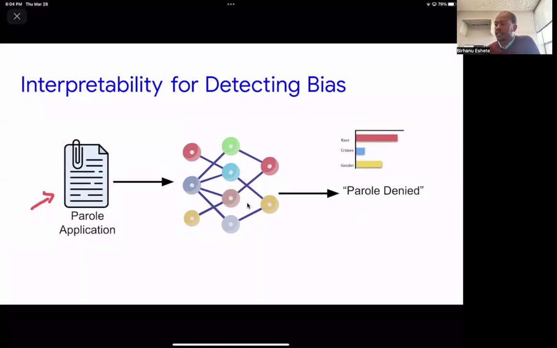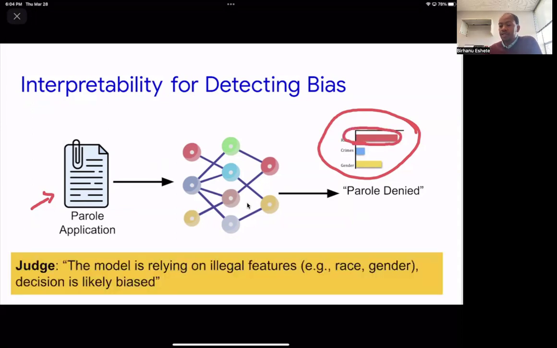Now, this is the explanation, okay? When we try to look at what went into the decision of this model, we see this explanation. And as you can see, race, crimes, and gender seem to be among the features used in the decision process. And specifically, race seems to have the highest signal in the decision here. So a judge who was looking at the output of this model could say, by looking at this explanation, the model is relying on illegal features, because race, gender, and so on shouldn't be used. Gender is also used over here.